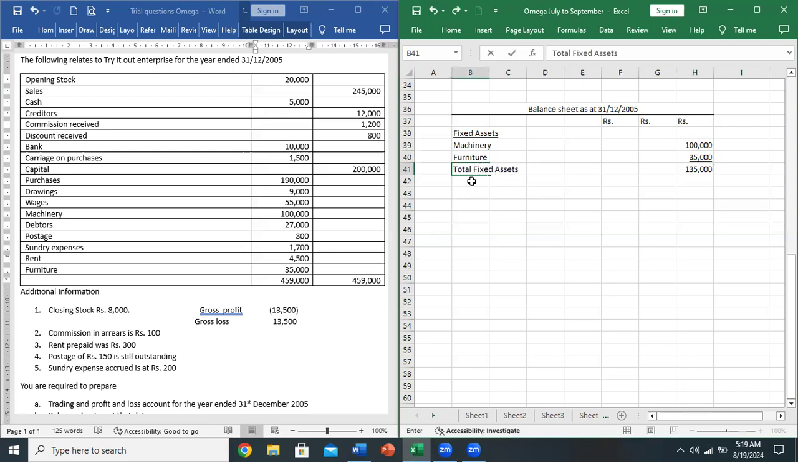So after your fixed assets, you move on to your current assets. And last time I took us through how to arrange your current assets. So I'm listening. What current assets do we have?